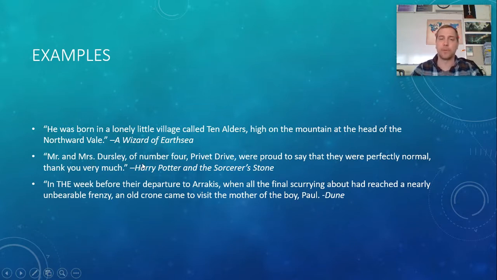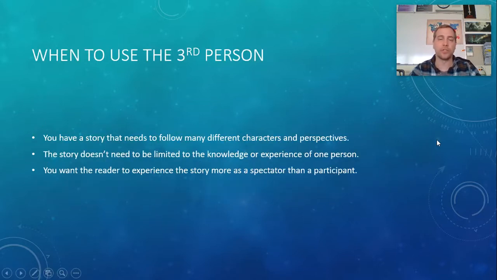Mr. and Mrs. Dursley of Number 4 Privet Drive were proud to say that they were perfectly normal. Thank you very much. It's Harry Potter, third person. In the week before our departure to Arrakis, when all the final scurrying about had reached a nearly unbearable frenzy, an old crone came to visit the mother of the boy, Paul. And that's from the book Dune. And here they're referring to the main character, the protagonist, Paul, by his name, not as "I." If this were first person, it would be that the old crone came to visit my mother, right? And so it just changes the distance between the reader and the character when you choose these things.